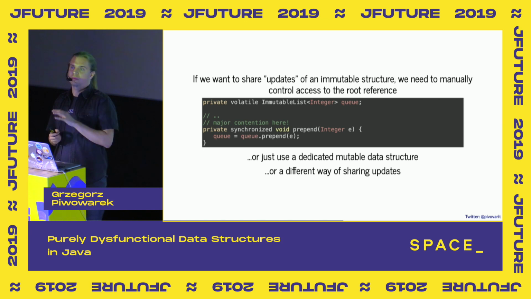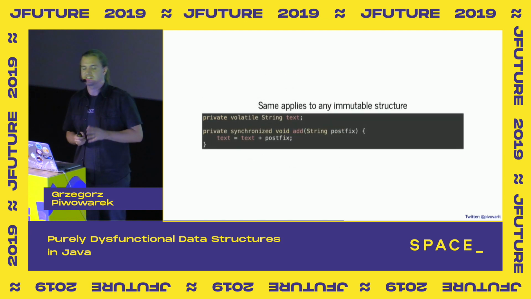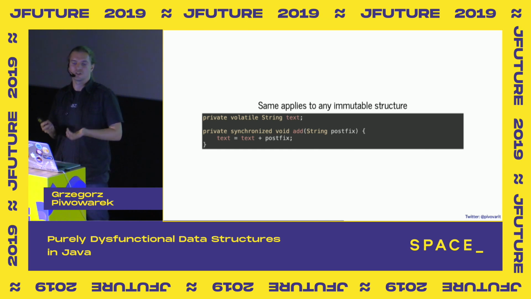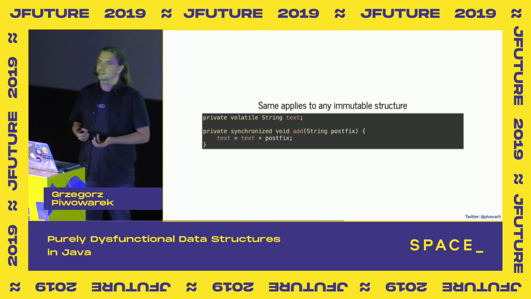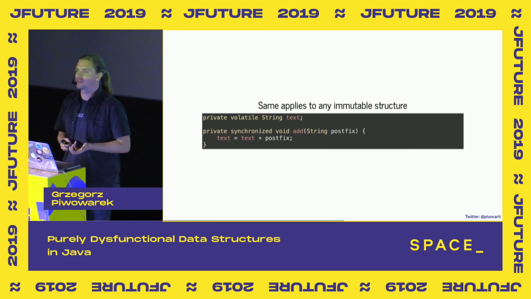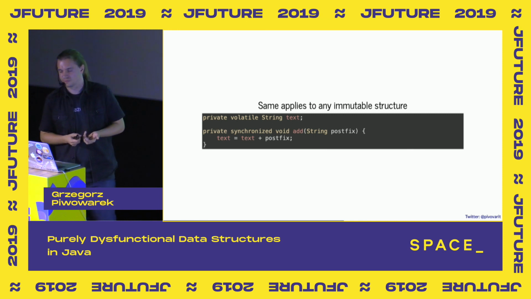And in order to make it a bit easier for you to imagine, that would be the same case, for example, if you wanted to share a shared instance of a string and keep multiple threads appending data to it. At the end of the day, you would need to manually synchronize everything, and it kind of falls out.